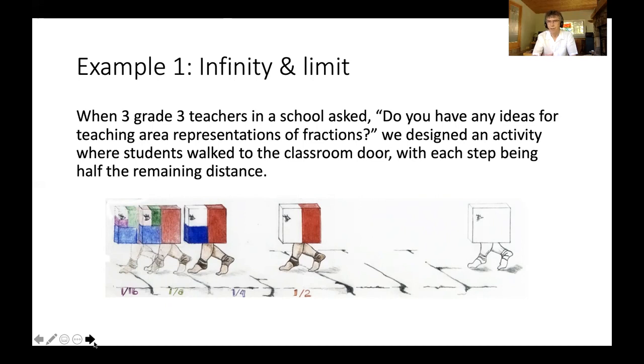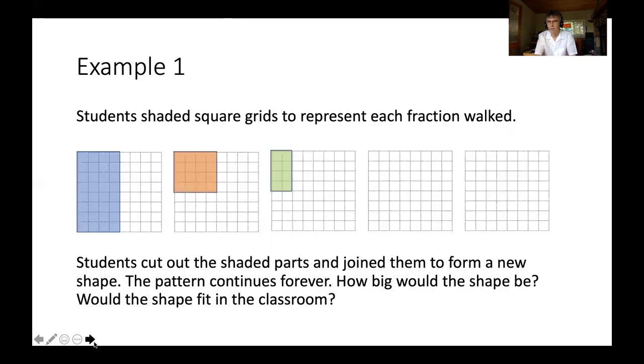Now, if you don't think about it, you can walk to the door and pass it. But if you think of all the fractions in between, it seems impossible. How can you do an infinite number of steps and still get to the door? So students took each of the fractions that they walked and represented them as areas. They shaded squares like this. So there's the first one, half, the second one, half of a half, and so on.